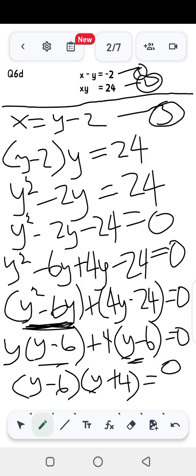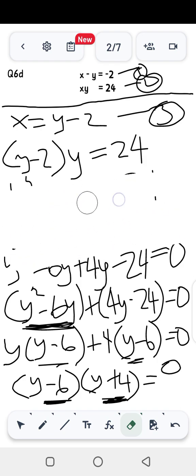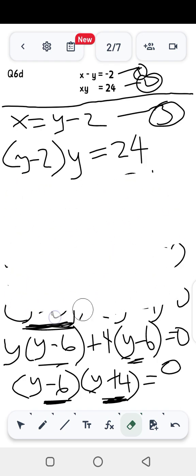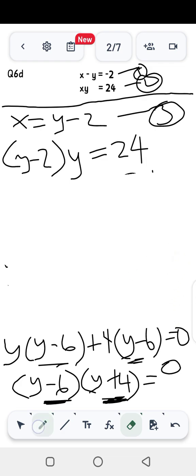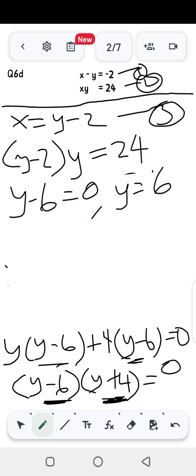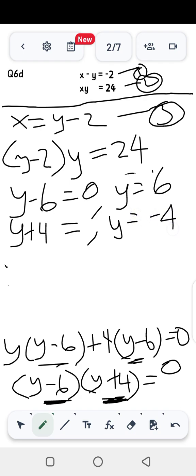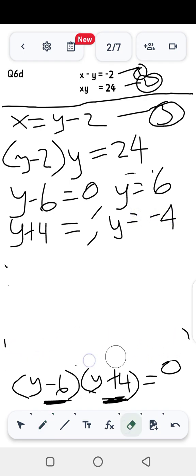All right, so let's take one factor, equate it to 0 and solve for y, then the other factor, equate it to 0 and solve for y. So let's continue. Let's take the factor y minus 6 equals 0. It means that my y is 6. When I take the next factor, which is y plus 4, it means that my y is equal to negative 4.